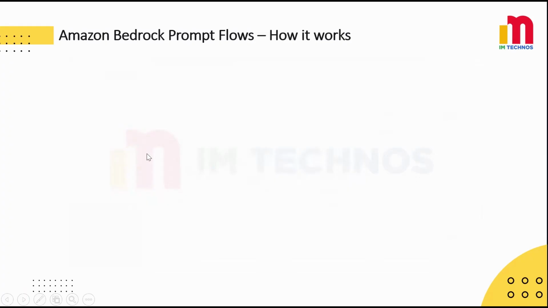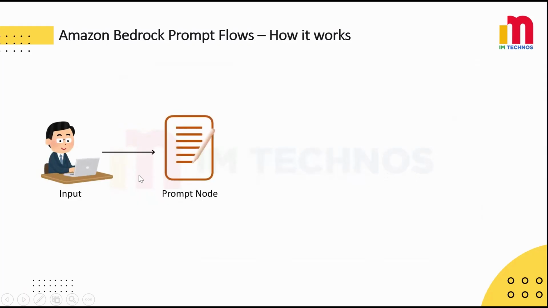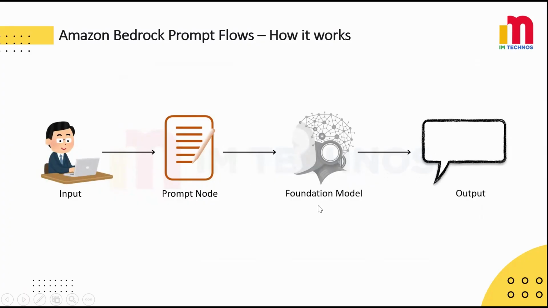Let's understand how this works at a high level. First, the user enters a question. That input goes into the flow. Next, the prompt node formats the question. Then, the foundation model generates a response. Finally, the flow output sends the answer back to the user. So the flow is very simple: input, prompt, model, and output. The best part is AWS manages everything in the background, fully serverless.